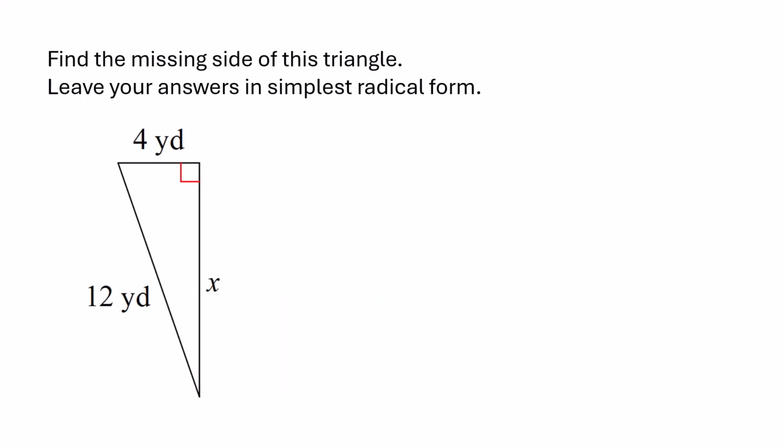All right, let's do it again. Find the missing side of the triangle, but we're going to leave our answers in simplest radical form. It makes it a little more complicated towards the end, but the beginning is the same. Find your hypotenuse. Label your other two sides. Start up your Pythagorean theorem. A squared plus b squared equals c squared.